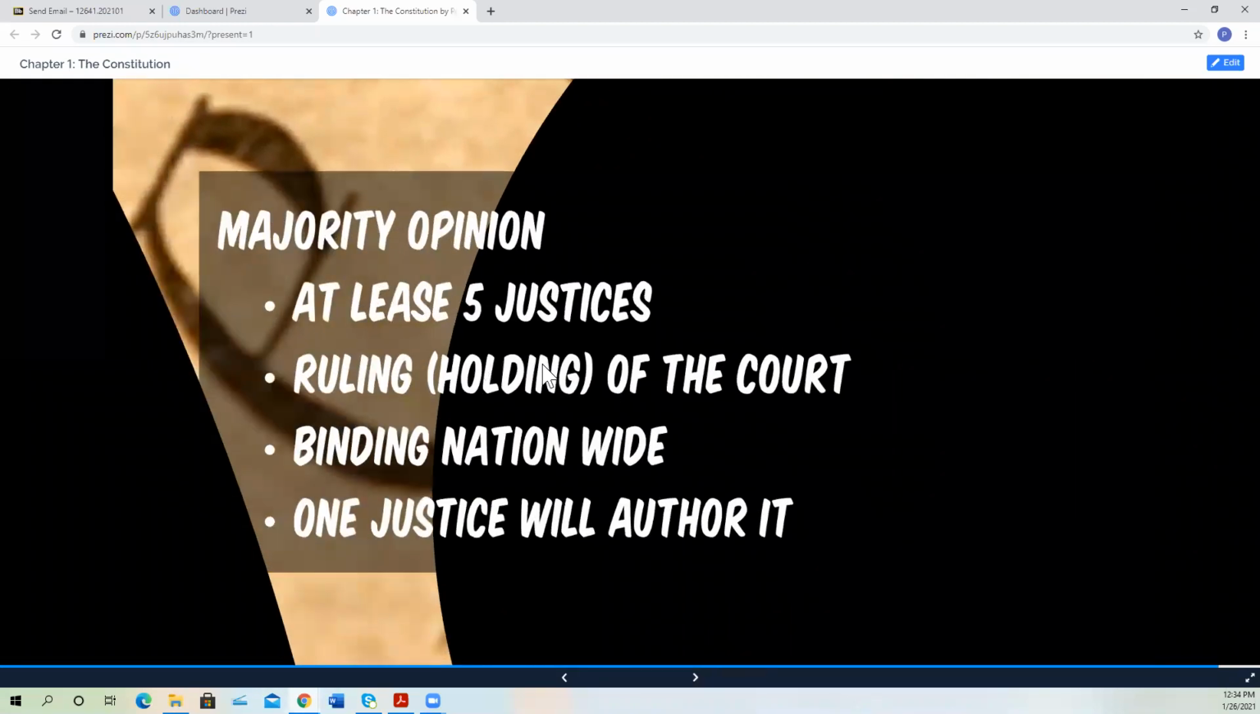A majority opinion means that at least 5 justices. So there are 9 justices. A majority means 5. So it's the ruling or the holding of the court, and it's binding nationwide. Whatever federal decision they decide on is binding nationwide, a federal issue, and one justice will author it. So a majority opinion wins. Whatever they decide is the law.